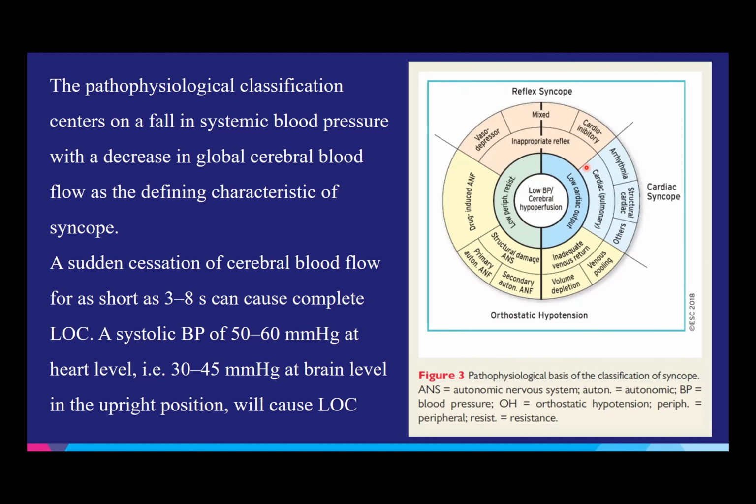As long as you're maintaining a systolic blood pressure over 90, you're probably not going to pass out. But when you start to take that blood pressure down to 60 and under, most people will pass out. And 60 at the heart level is about 30 at the brain level. And that's usually what's going on as you're syncopizing.